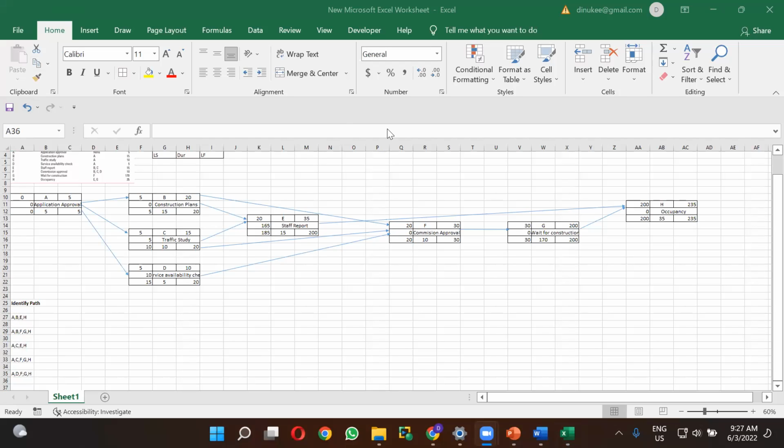Yeah. So the student that has answered the 5 parts, it's right. So very good. So after identifying all these parts, now you have to calculate the duration that each path is taking. So can you tell me how much of duration is taken for the first path? A, B, E, and H.